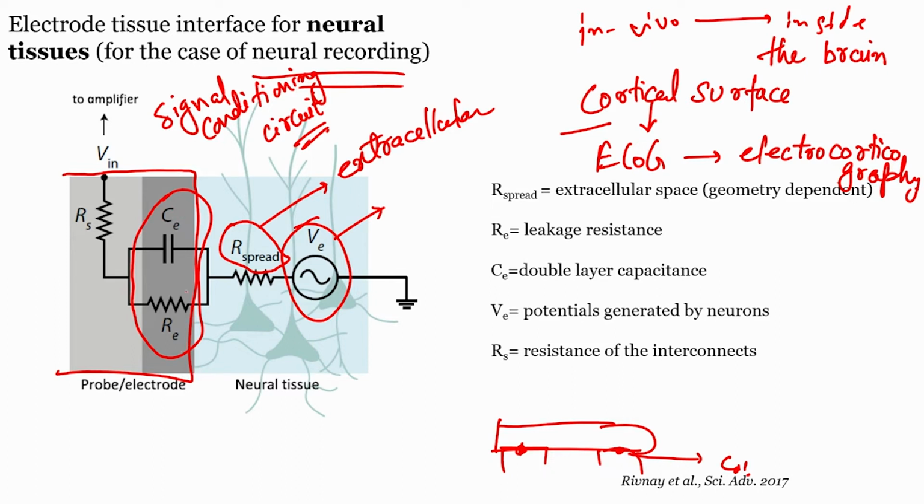RE is the leakage resistance. So like you have leakage capacitor at the contact, similar way you have leakage resistor. And finally you will have RS. RS is nothing but interconnect resistance. So just to give you an idea what exactly this system would look like.